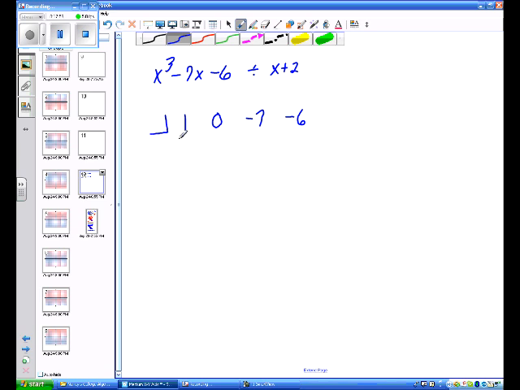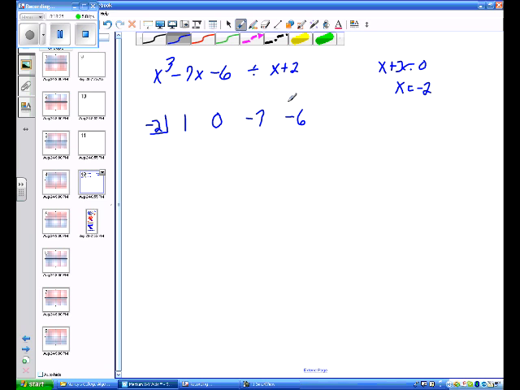Now, for our divisor, we're going to put a little symbol that looks like a backwards L. We're going to put our divisor here. Our divisor is what this would be as a solution, or as a root. If you want to know your divisor, you can take this, set it equal to 0 and solve. So x would be negative 2. So our divisor is going to be negative 2.